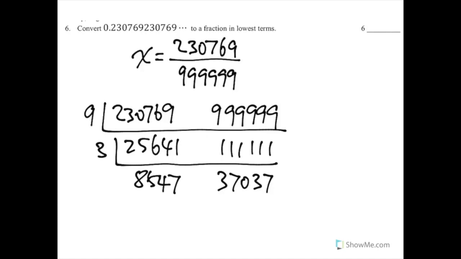Basically, you will eventually see that these two numbers also share a factor of 37, another factor of 3, and so on. And eventually you will get to a simplification of 3 and 13. And these two numbers share no factors, and so x is equal to 3 over 13, and this is the fraction in the lowest terms. So the answer is 3 over 13.